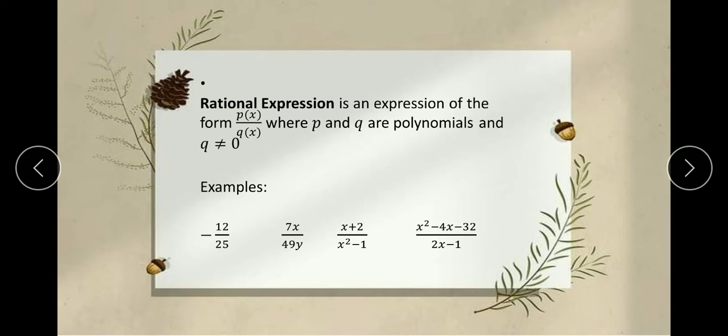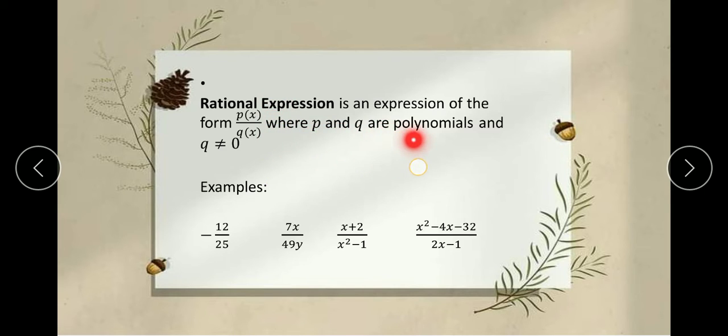A rational expression is an expression of the form p of x over q of x, where p and q are polynomials and our denominator q should not be equal to 0. Now p of x and q of x are notation for functions. In fact, functions can be denoted by any letters coming from the English alphabet. Now, p of x and q of x are polynomial functions.